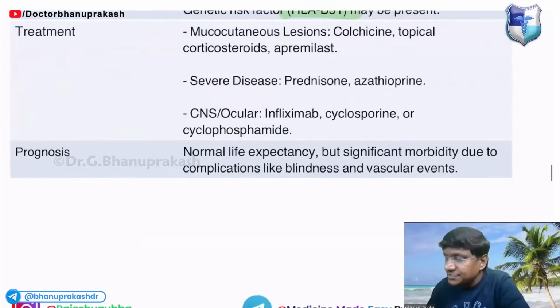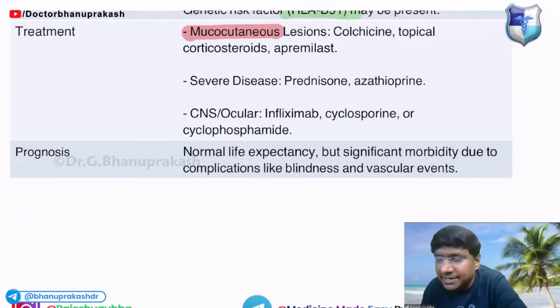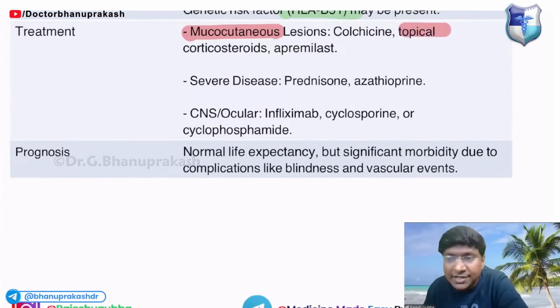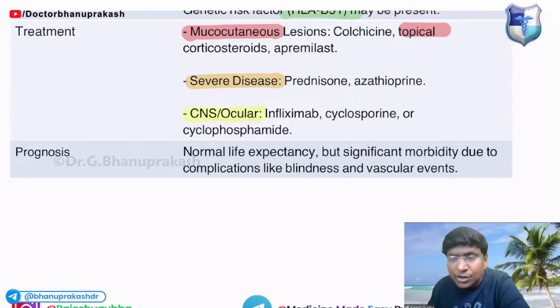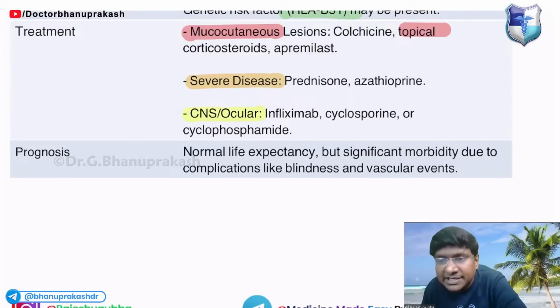So how do you treat these patients? The mucocutaneous lesions have to be treated with colchicine, topical steroids, and apremilast. If it is severe disease, you need to give prednisolone and azathioprine. And if there is CNS or ocular involvement, you need to give infliximab, cyclosporin, or cyclophosphamide, right? So these will be the treatment in case of Behcet's.